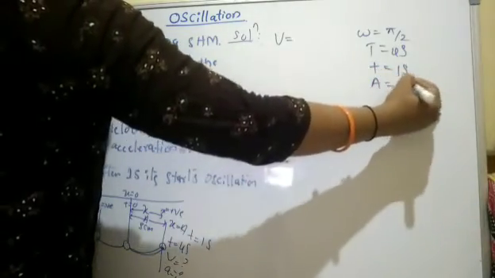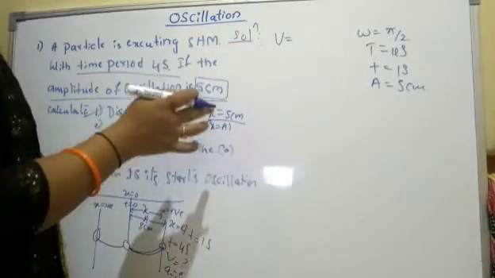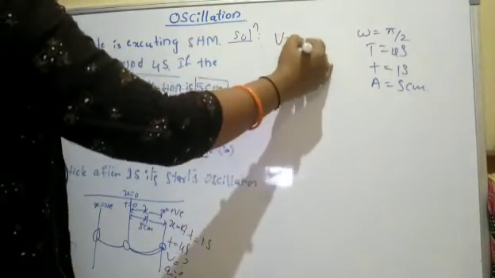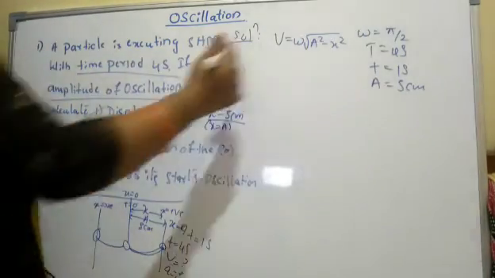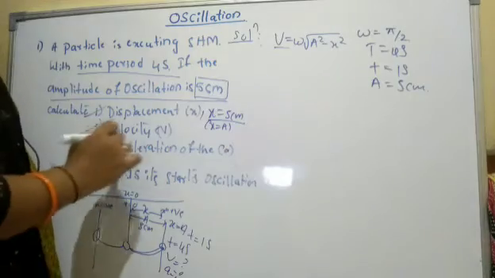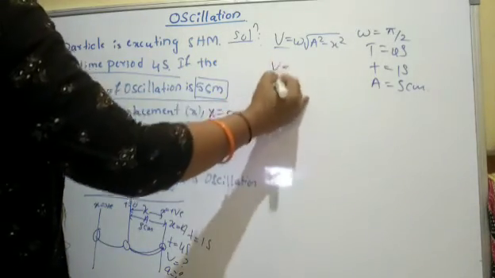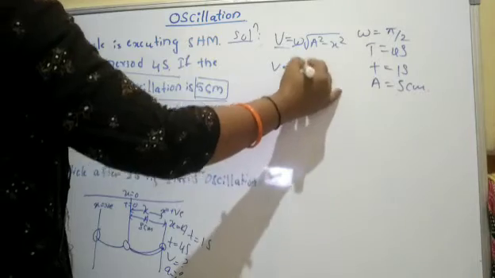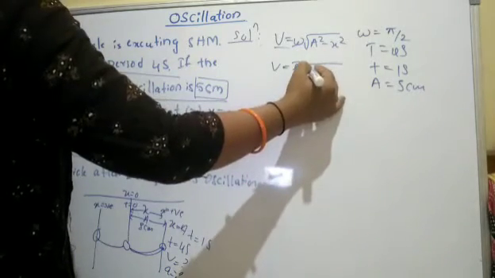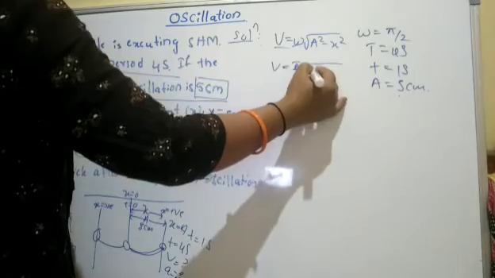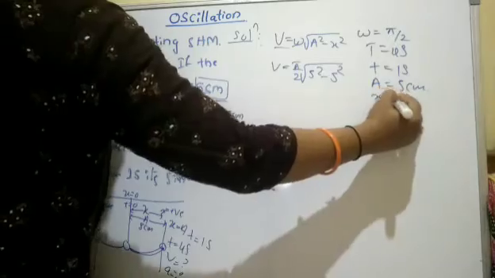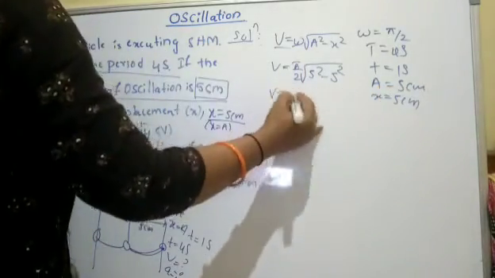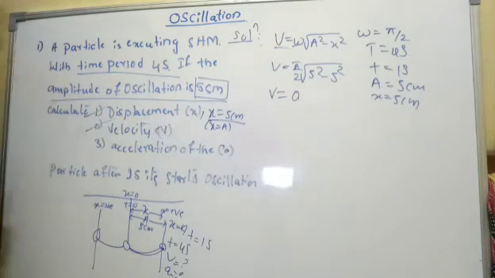So amplitude also we are having. So we are having all these things. We can make use of omega root of a square minus x square here. This form we can use for the velocity of the particle. So v is there, omega is pi by 2, root of a square is what here? 5. So 5 square minus 5 square, where x is also 5 centimeter. So what are we getting? Totally 0, correct?